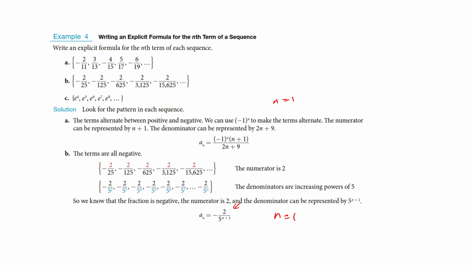Now look at this last one here. We have a sequence based on e. Our first term is n equals 1, so we need e to something that gets us to 4. So n plus 3.